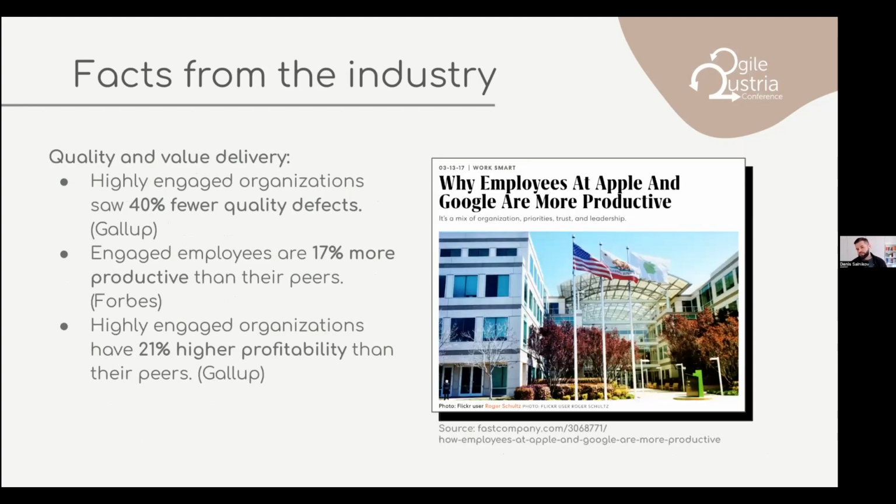But software and product software development is not only about engagement, it's also about the quality and value, right? So here are the last data on that, coming mostly from Gallup and Forbes. Highly engaged organizations saw 40% fewer quality defects. Engaged employees are 17% more productive than their peers, and highly engaged organizations have 21% higher profitability than their peers.